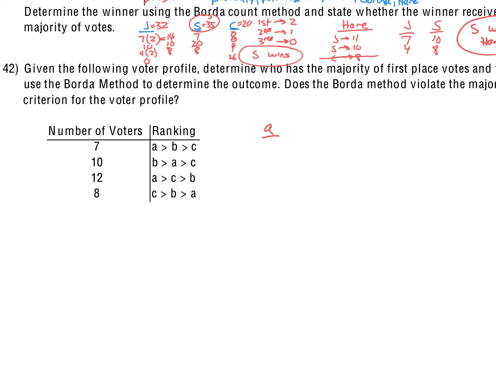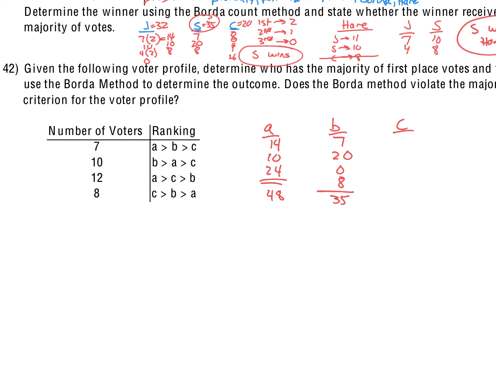So for A, looks like first place votes are worth 2, second place votes are worth 1, third place 0. So A gets 7 doubled, 10 second place, 12 doubled, and third place, so 0. So A gets a total of 24 plus 10 is 34, 48. B, let's count up B's votes. B gets 7, then 10 first place, so doubled, 0, and 8 second place. So that counts up to 35.